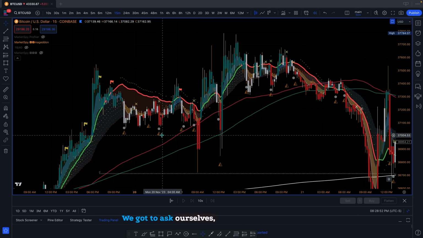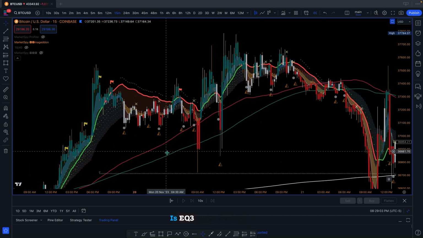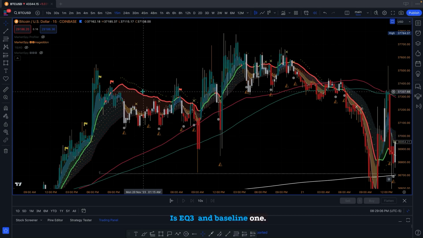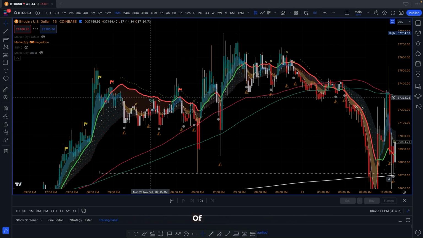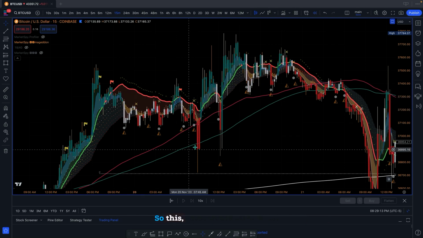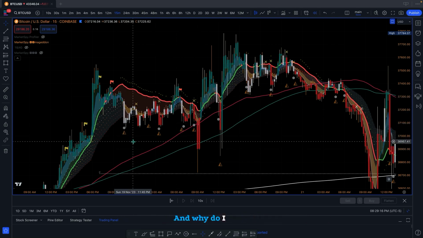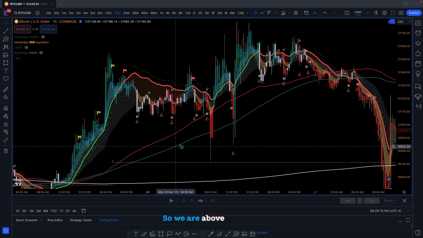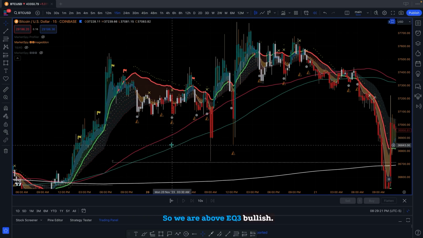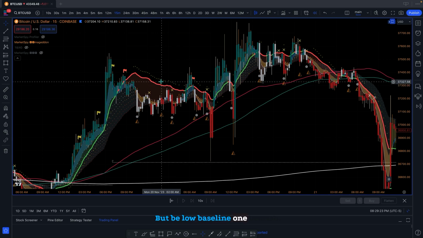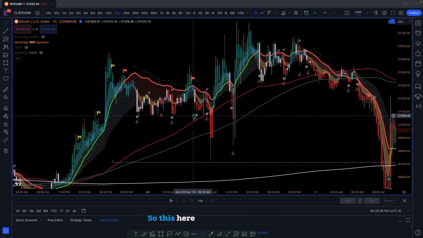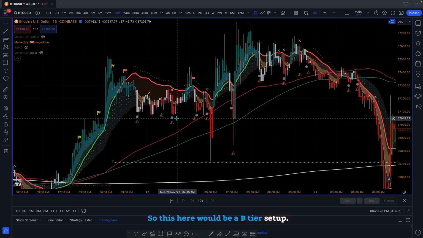We got to ask ourselves, how do we differentiate if it is a stabilizing buyer or if it is a sandbag? The way I do this is EQ3 and baseline 1. And now with these, you're going to have multiple tiers of pyramids. So these would all be B tier. And why do I say that? So we are above EQ3 bullish, but below baseline 1 bearish. So this here would be a B tier setup.